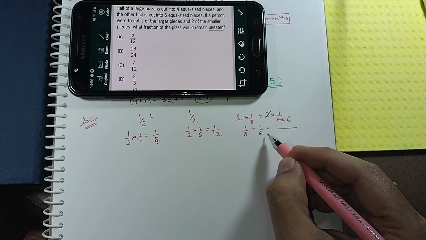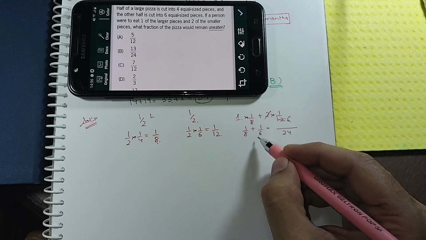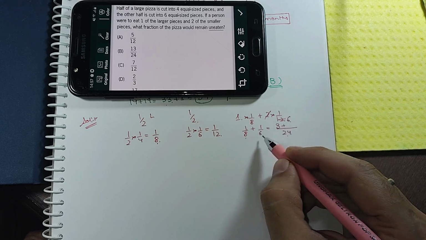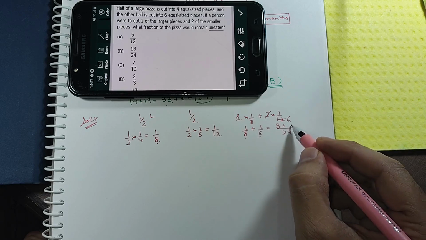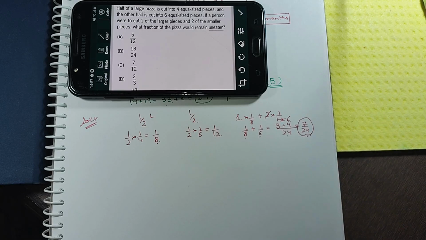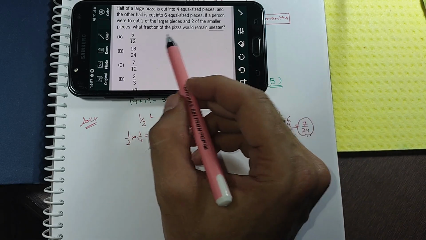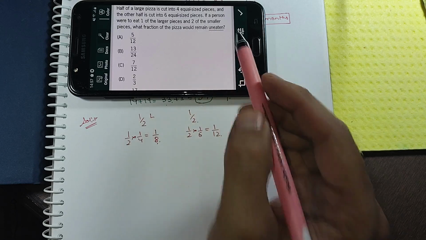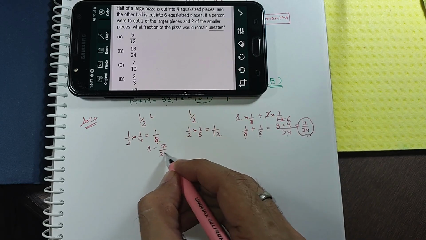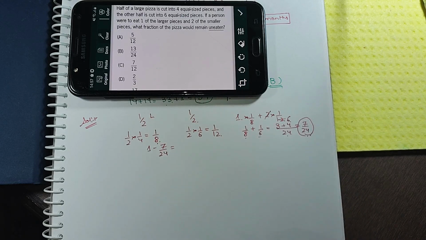Taking LCM, it will be 24. So here 24 divided by 8 is 3, 3 multiplied by 1 is 3, plus 24 divided by 6 is 4, 4 into 1 is 4. So this will be 7 by 24. So this is the total portion that the person has eaten. So the question asks what fraction of the pizza would remain uneaten. So that will be subtracting it from 1. So 1 minus 7 by 24 will be the portion which will be left uneaten.